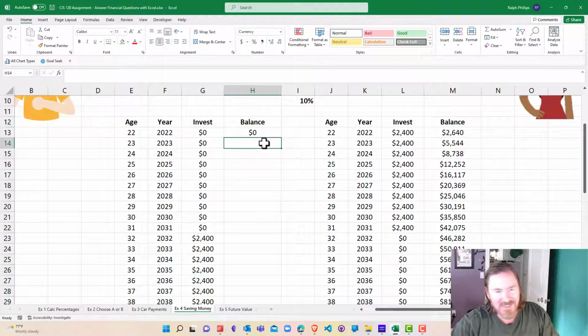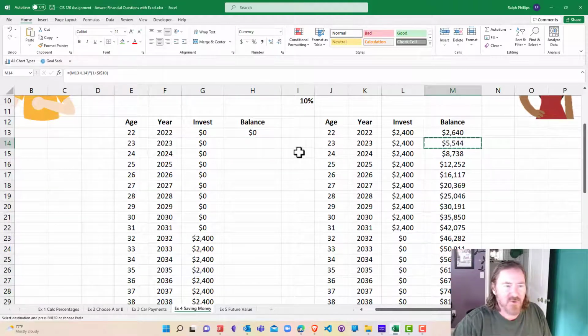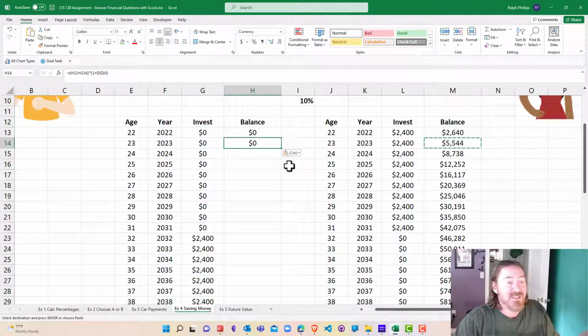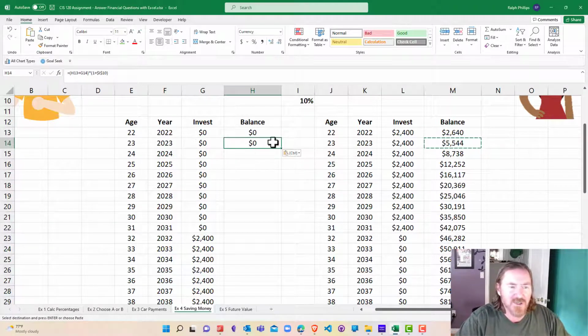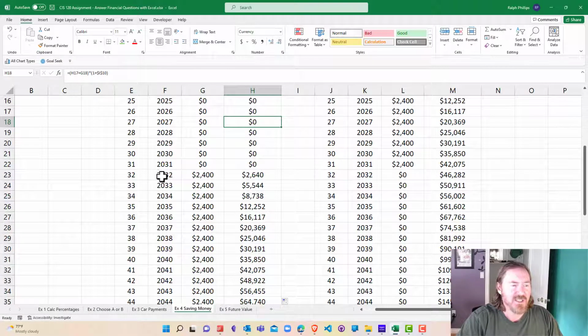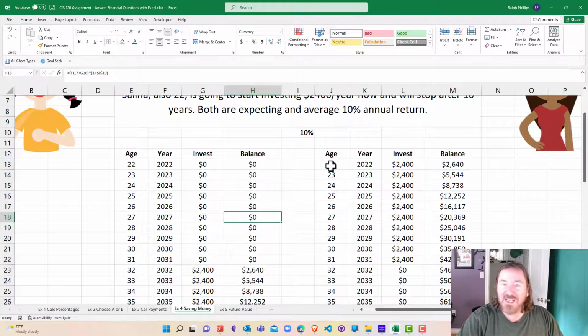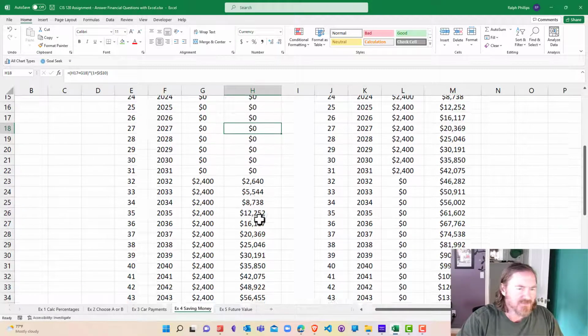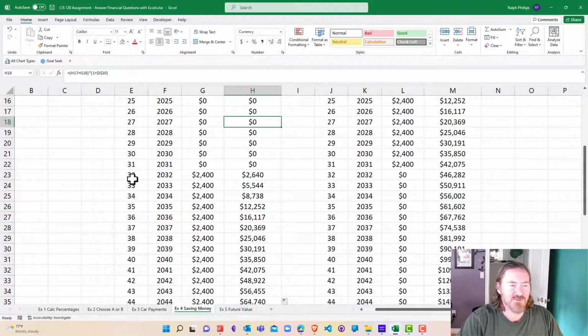In fact, it's good practice to do the formula again, but I could just copy this formula. Notice I'm copying it from the second year over to the first woman's second year and paste, and it's still zero because she's still investing zero. But now I can double click the fill handle on the second one, and finally she gets going. So the first woman started at age 22 and stopped at age 31, whereas the second woman doesn't really even get going until she's 32 years old.